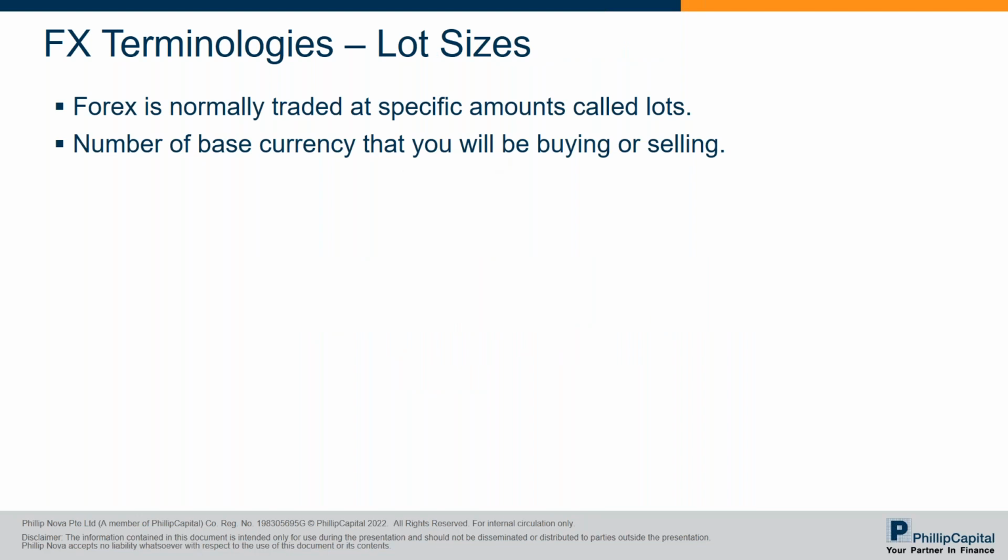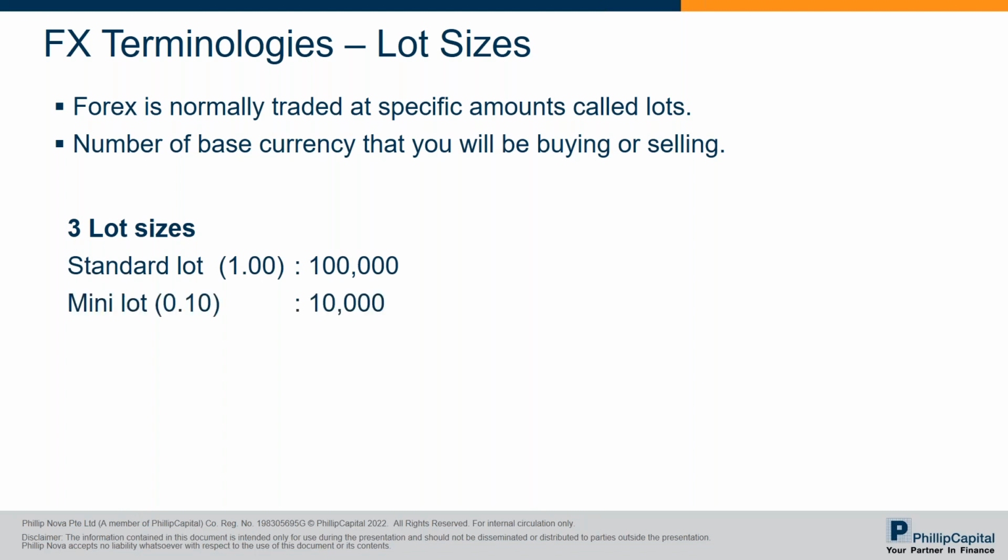Next up, I'd like to talk about lot sizes. If you want to trade forex, it doesn't just go by any random amount that you like. They are normally traded at specific amounts called lots, which is the number of base currency that you would be buying or selling. There are three lot sizes. The first is a standard lot, which is 100,000. If you want to trade a smaller size, you can trade a mini lot, which is 0.1 of a standard lot, so it has a notional amount of $10,000. If you're starting out small, you can always start with a micro lot, which has a notional value of $1,000.